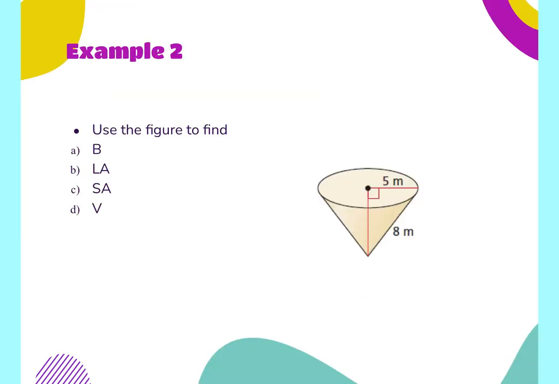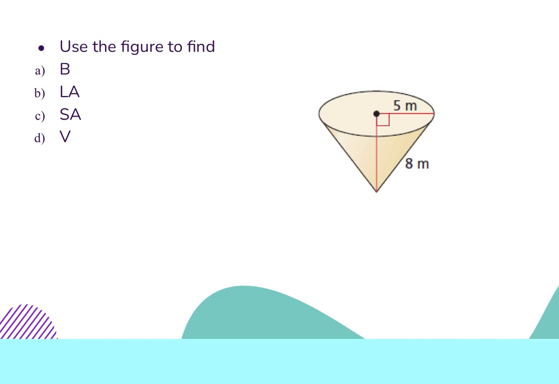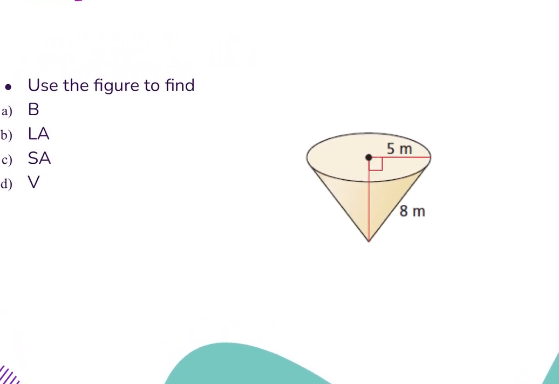This one says, use the figure to find a base area, lateral area, surface area, and volume. So the base is a circle, which means the area of the base would be, good, pi r squared. Pi, the radius this time is 5. So this is 25 pi. And it would be meters squared if it wanted the unit. If we don't put meters squared, do we get points off? No.